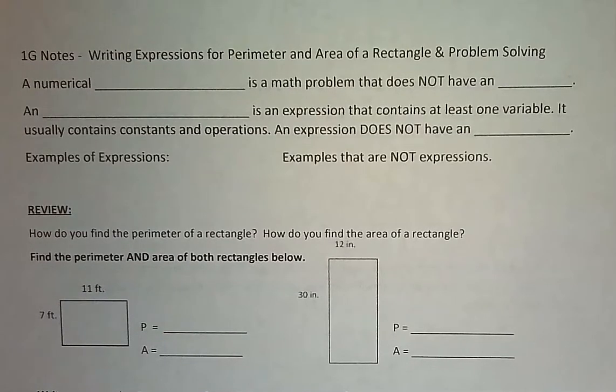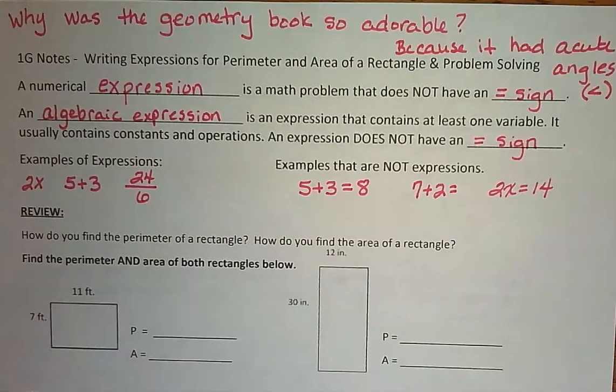So since we'll be doing a little bit of geometry here, I have a joke for you. Why was the geometry book so adorable? Well, it was so adorable because it had acute angles. I knew you would love that. And so there's my joke for you. Why was the geometry book so adorable? Because it had acute angles.